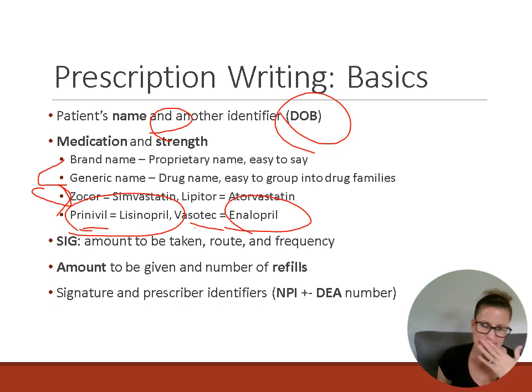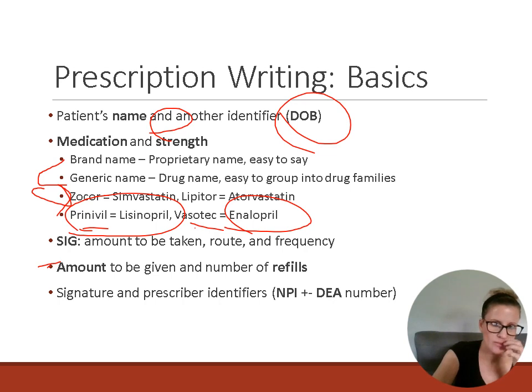I'll talk to you in a second about what you write, whether you write the brand name versus the generic name. You write SIG. SIG means signature, which is Latin for let it be labeled. So that's just a fancy way to say the directions. The SIG is just the instructions for use: the amount they should take, the route, and the frequency.